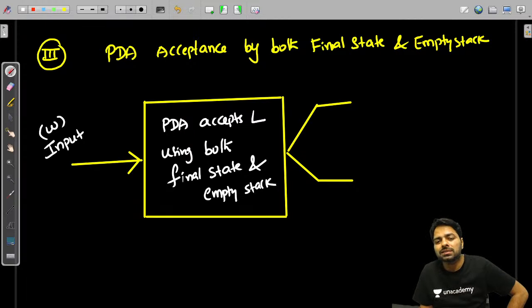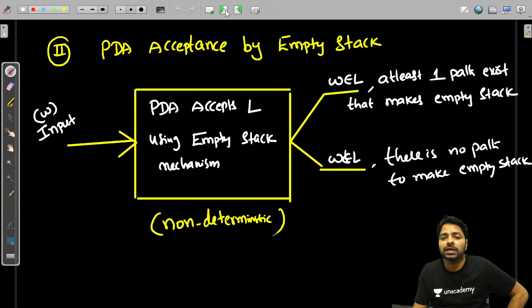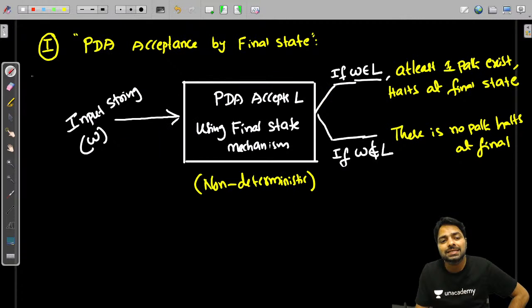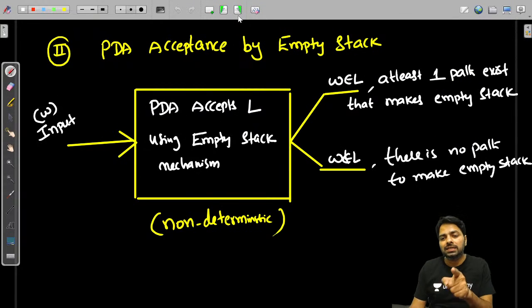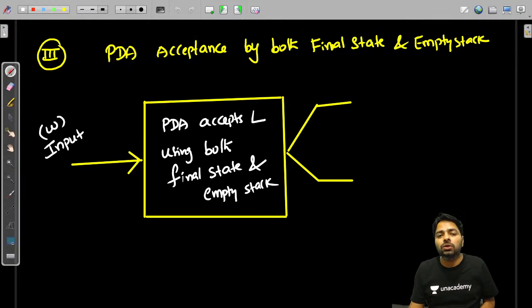Which is the mechanism going to be used? If they don't mention, if you have not understood, this is the default mechanism. Remember that. They use the final state by default. But when they want to use empty stack, you will understand there is no final state. When they want to use both of them, they clearly mention the mechanism using both final state and empty stack.